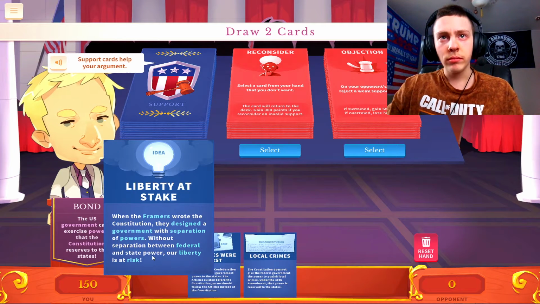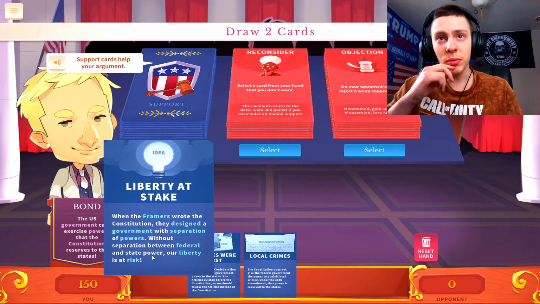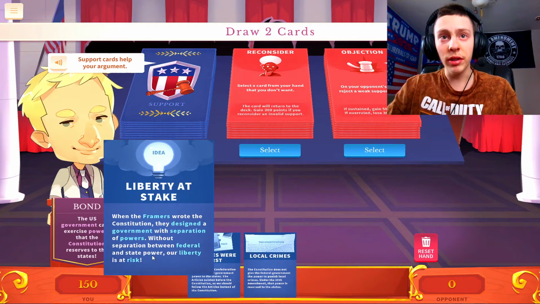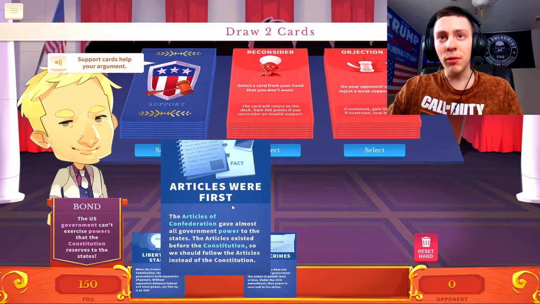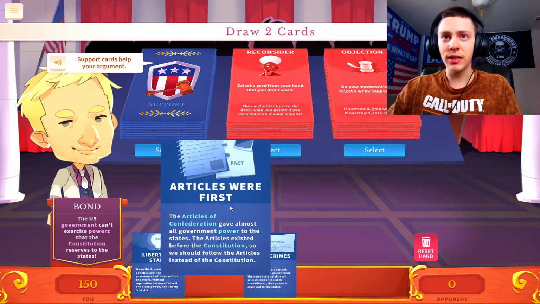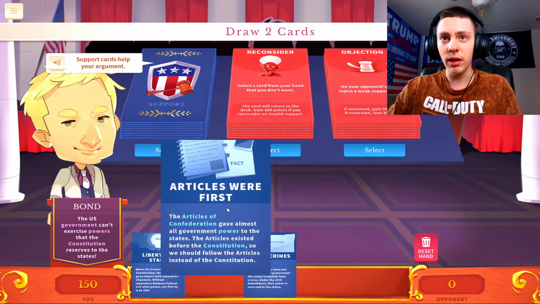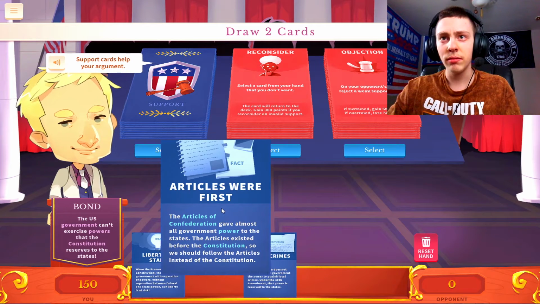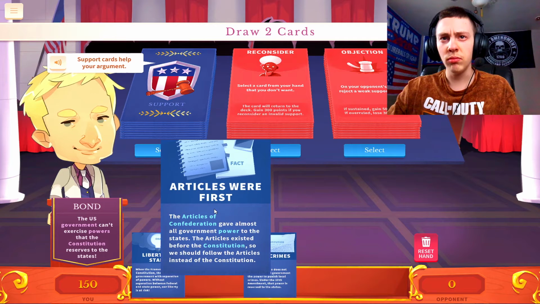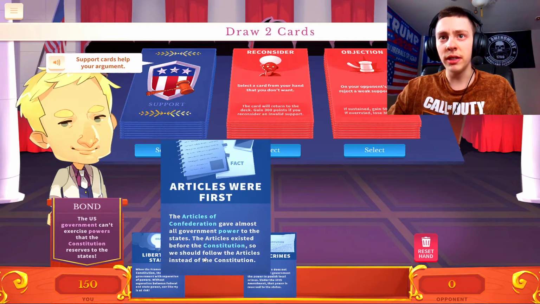Okay, so Liberty at Stake. When the framers wrote the Constitution, they designed a government with separation of powers. Without separation between federal and state power, our liberty is at risk. True. The Articles of Confederation gave almost all government power to the states. The Articles existed before the Constitution, so we should allow the Articles instead of the Constitution. Wait a minute. Okay, I'm gonna ditch this one.